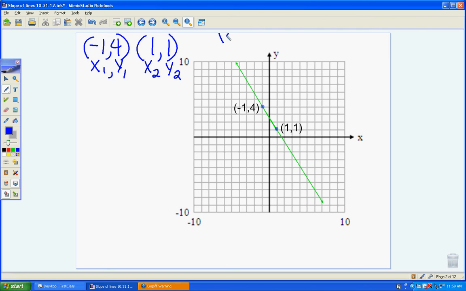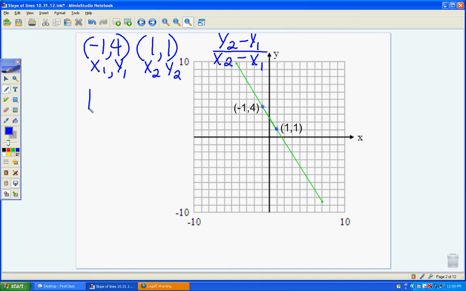So my formula is y2 minus y1 over x2 minus x1. So if I put my numbers into that formula, what's it going to look like? No, y2 is 1 minus y1. Okay, so I have 4 minus 1 over 1 minus 1. No. Wait. I have 4 minus 1. Pause.